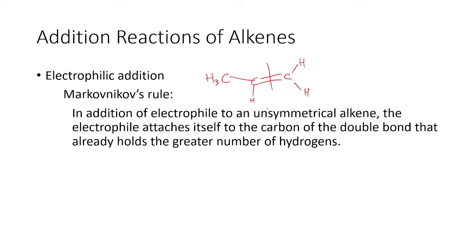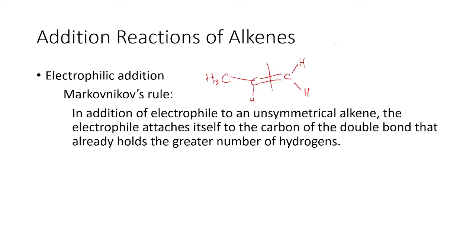So in that, we have what we call Markovnikov's rule, just in case that we need to add also unsymmetrical reagents. By unsymmetrical reagents, the reagent can have a nucleophile and electrophile. So in that, we need to check where our hydrogens or our electrophiles will attach. Markovnikov's rule states that in addition of an electrophile to an unsymmetrical alkene, the electrophile attaches itself to the carbon of the double bond that already holds the larger or greater number of hydrogens.